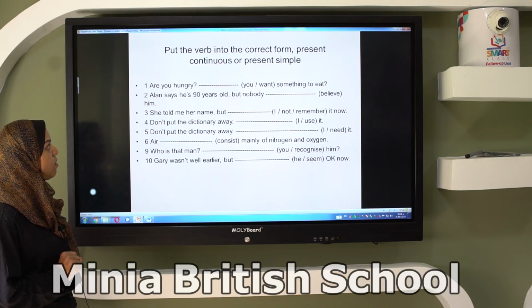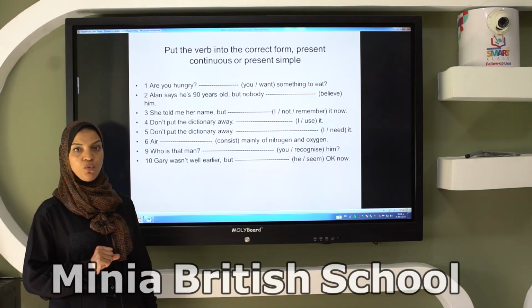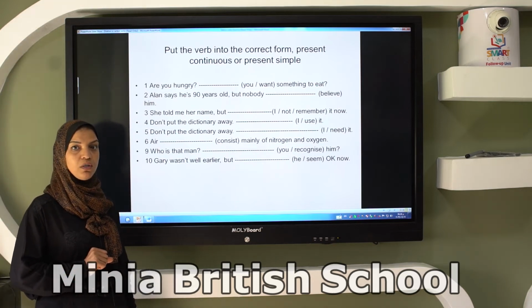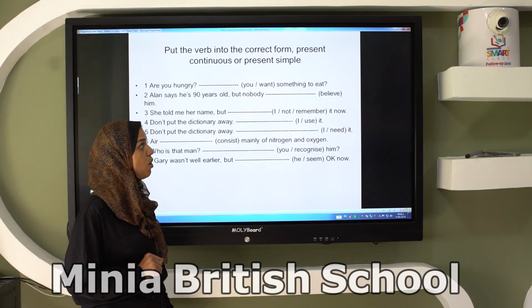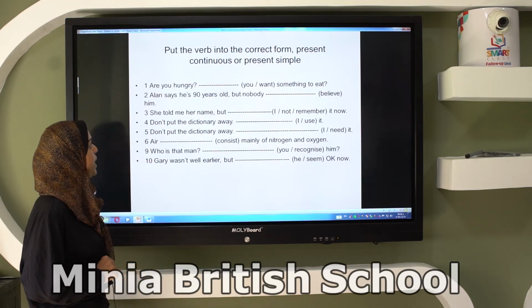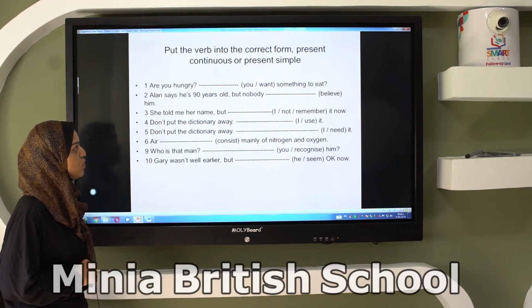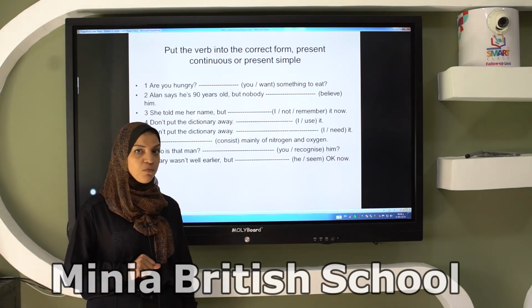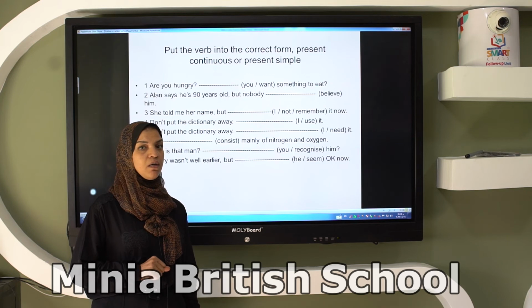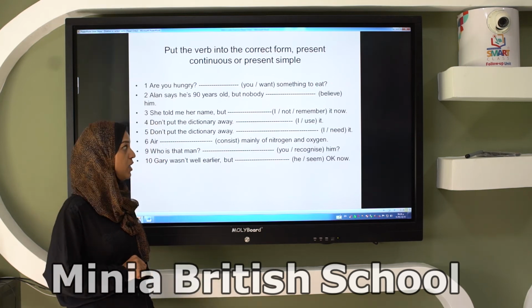Now the first one: Are you hungry? Which one is working here? Are you wanting or do you want? I hear one of you saying, "What do you want to eat?" Now, Alan says he's 90 years old, but nobody believes him. The form of believe here must be believes. That's right. We can never say "is believing."